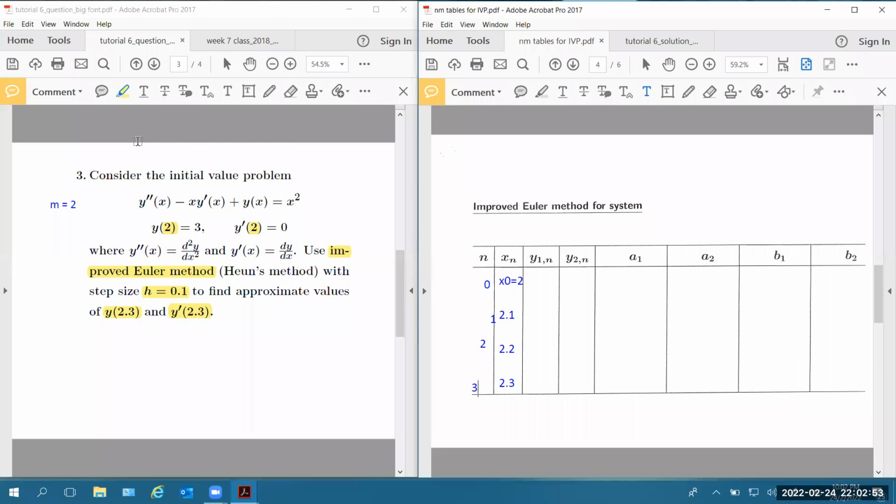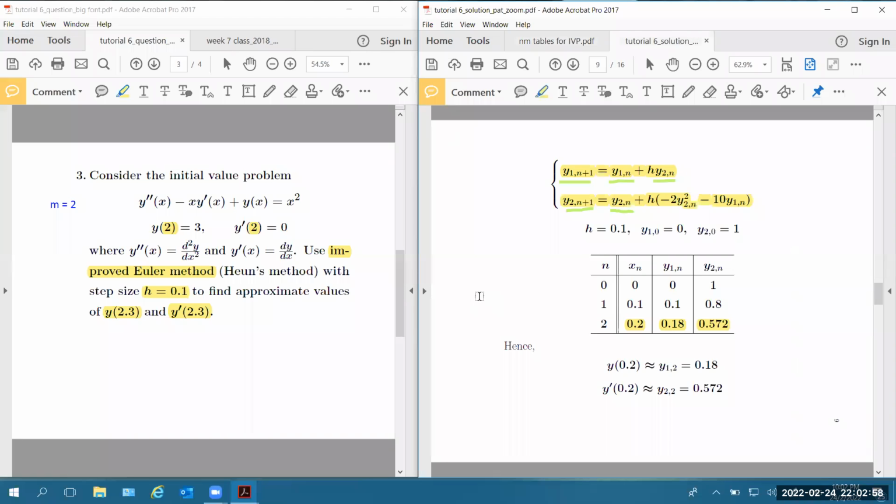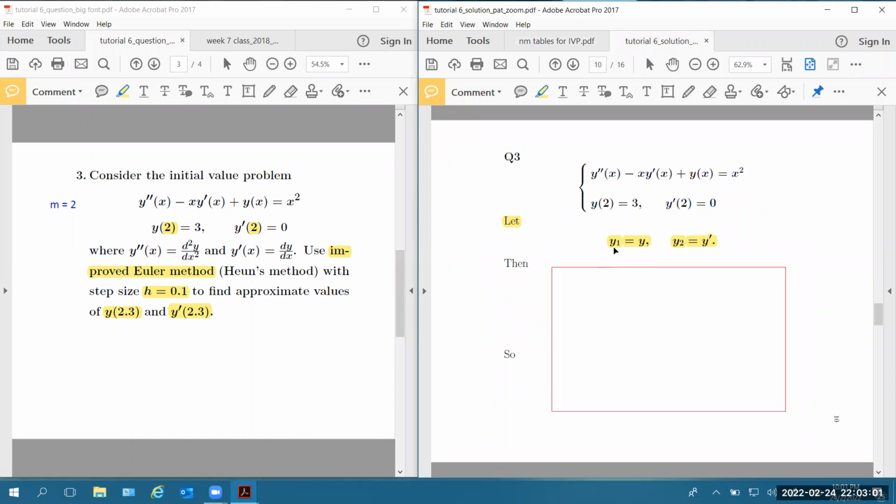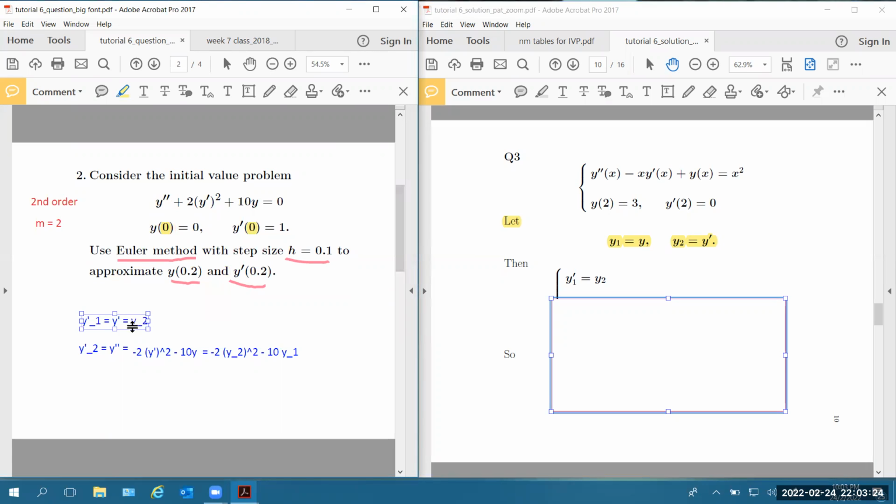Let's do the same thing. M is still 2, so I still have y1 is y, y2 is y prime. I'm going to rewrite this into 2 first order equations. The first equation, when you differentiate, will just be like what I did before. It won't change. You will get y1 prime equal to y2.